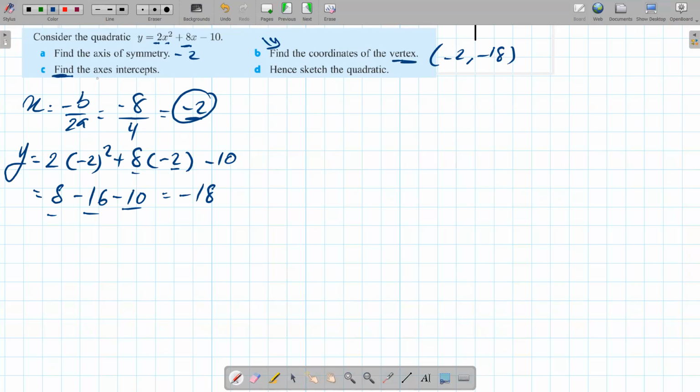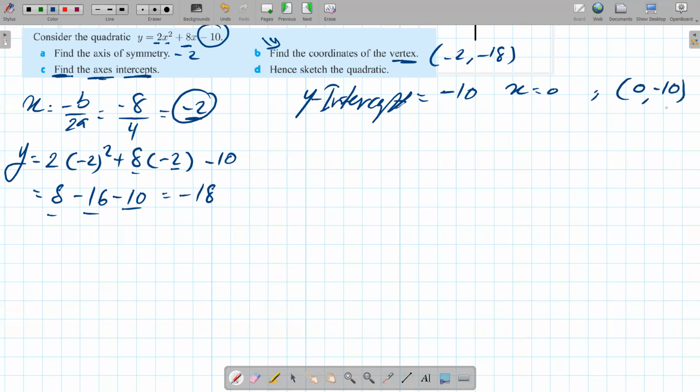And now he said find the axis intercepts. We know that the y-intercept equals negative 10, right? y equals negative 10 while x equals 0. Then it gives the point 0 and negative 10. This is the y-intercept. What about x-intercepts?